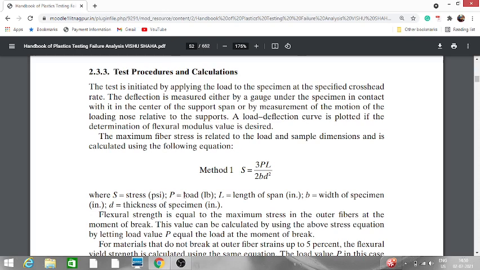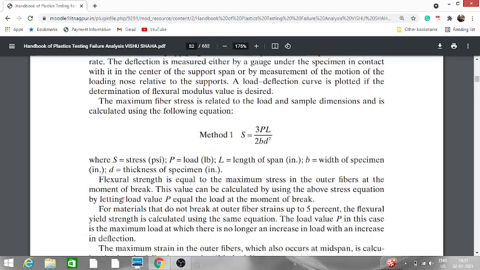per square inch, and P is the load in pounds, L is the length of span. Okay, L is not the length of the specimen, L is the length of the span, because when you apply the point load on its center, there will be a deflection. Some part of the beam will go down, and because of that, there will be a change in its length. So that changed length is the length of the span. B is the width of the specimen, which will be the same, and thickness of the specimen will also be the same. Only the length of the span changes.